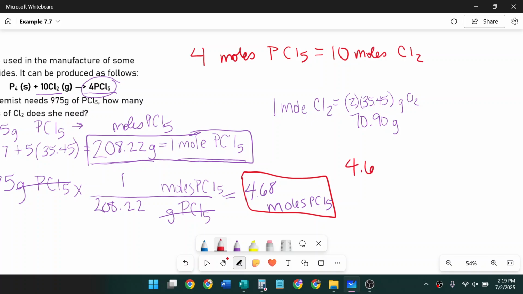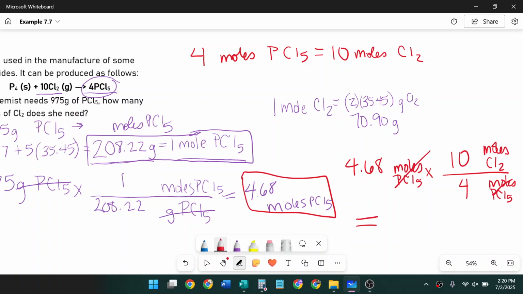So we have 4.68 moles. I need to keep writing it or we'll forget what we're doing. And what I want is this in moles, but I want to get rid of the PCl5 and turn it into Cl2. So let's use our conversion relationship that's up here. The 4 goes on the bottom and the 10 goes on the top. And then I can just pull out the calculator. Remember, the 10 and the 4 are just a conversion factor. They're exact. We don't have to worry about them as far as our significant figures go. And these will cancel, and that will leave us with how many moles of Cl2 that we need.